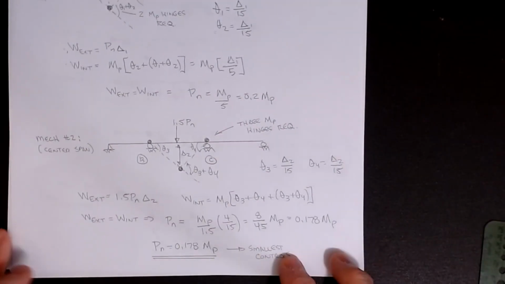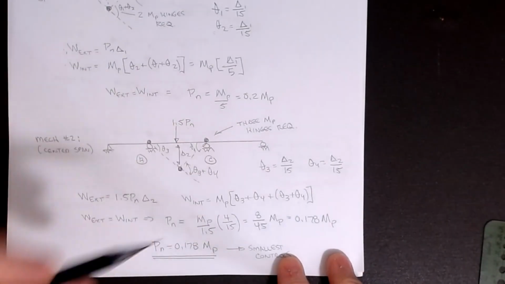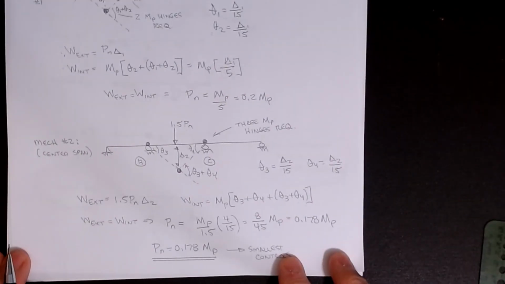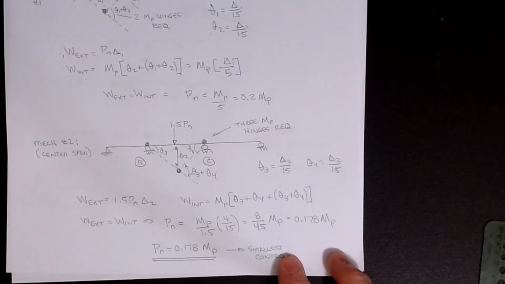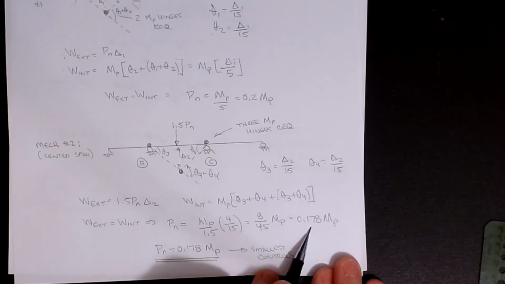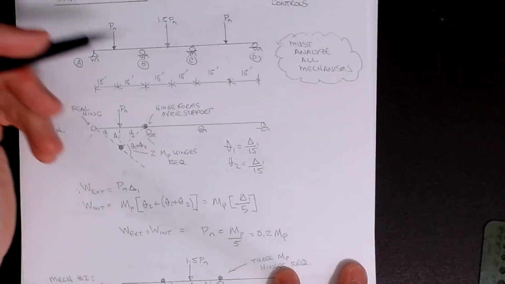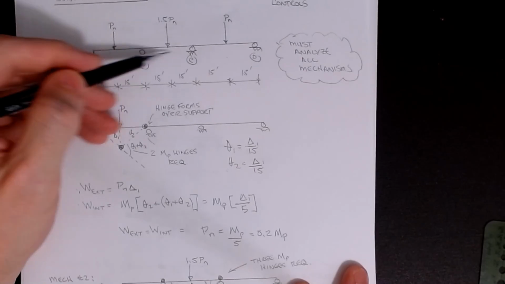Okay, so now you've got two answers. I have one that is 0.2 Mp and one that is at 0.178 Mp. And so the way you ask yourself this is which one occurs first? If you start at zero load and you slowly ramp up Pn, I'm going to reach this one first. Okay, and so this is the one that will fail first. So that middle span under this load, this 1.5 Pn, this is the span that controls.